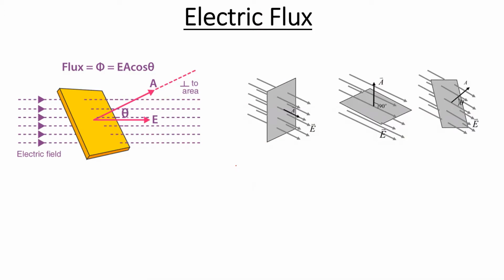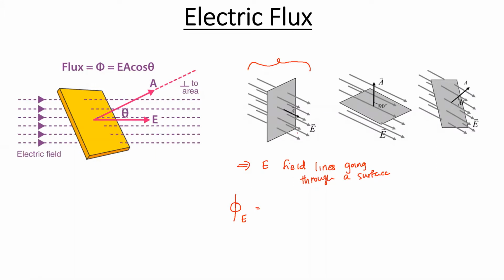So electric flux gives you the electric field lines going through a surface. And like I said before, we symbolize it by phi sub E. So let's take this example first because it's easy.